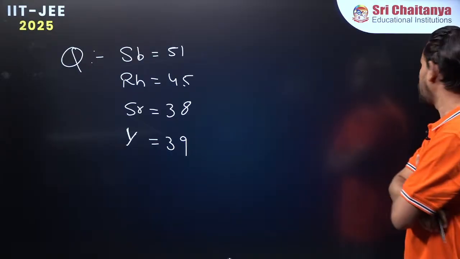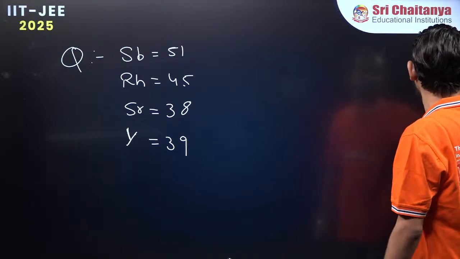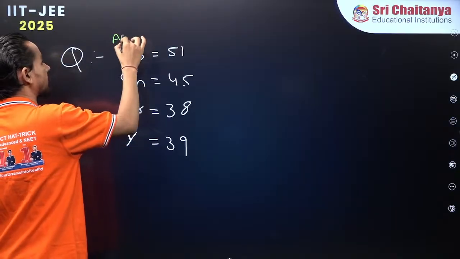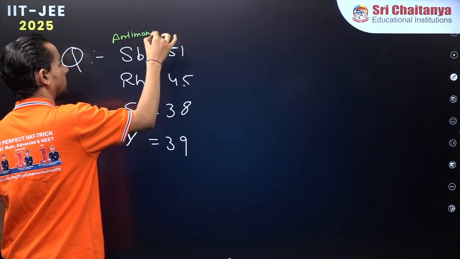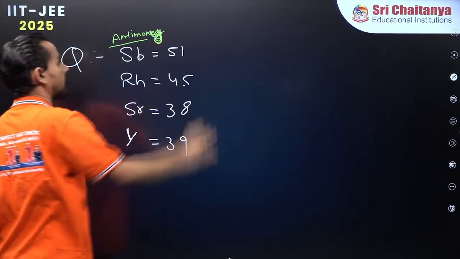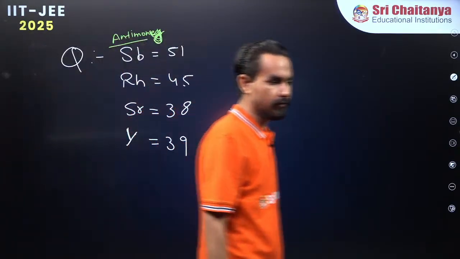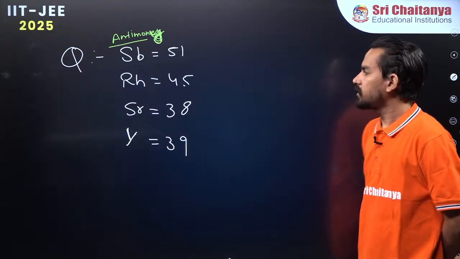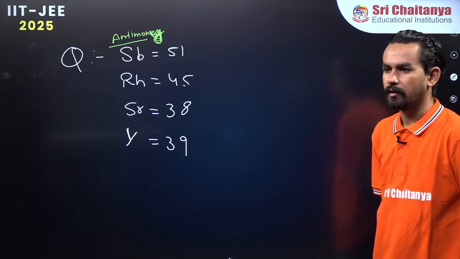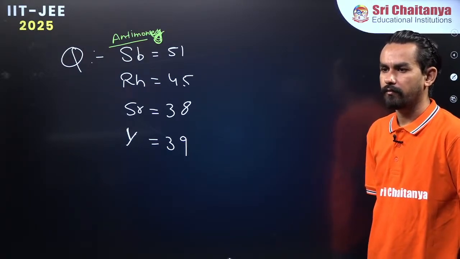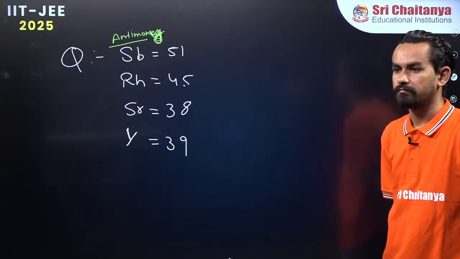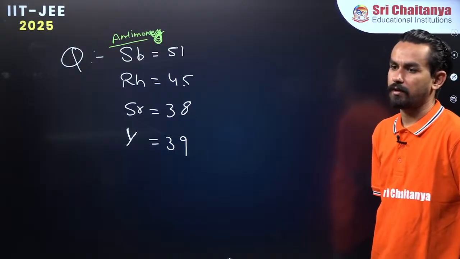Antimony 15. Sb is known as antimony. Remember, it is not anti-money, it is antimony only. Rh is rhodium. Okay, rhodium 9. Very good. Antimony 15, rhodium 9. Let us see.